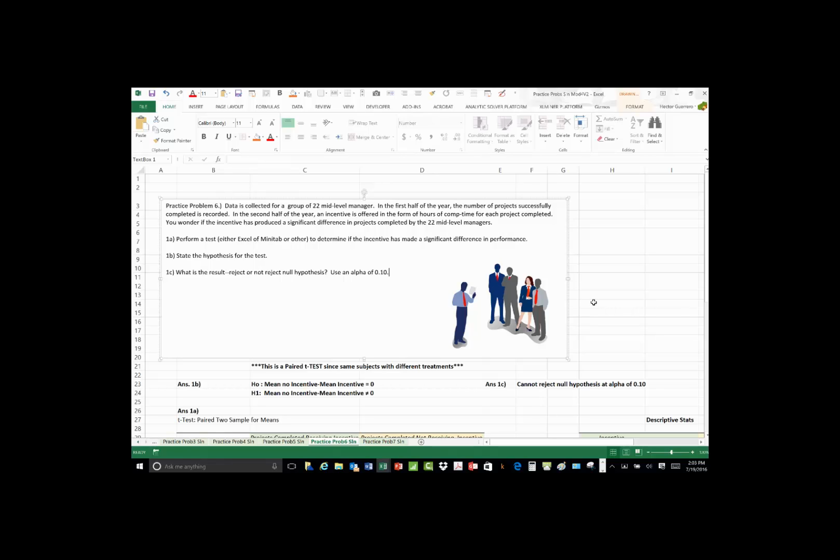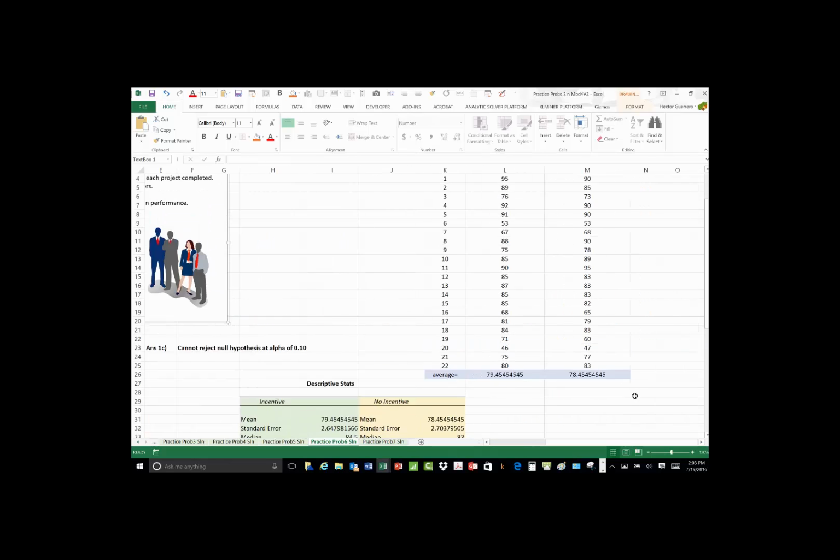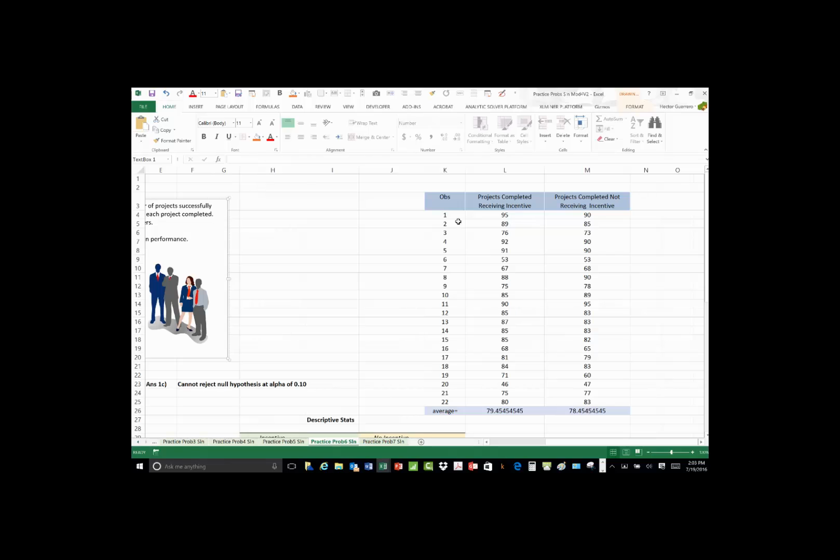So let's find that test. First of all, where's our data? Our data's right over here. We can see that for observation 1 or subject 1, they completed 90 early on with no incentive, and then later 95. So there was an increase, and the same here. 85 before, 89 here. So we seem to see little bits of increases.